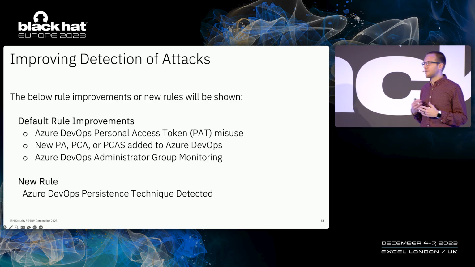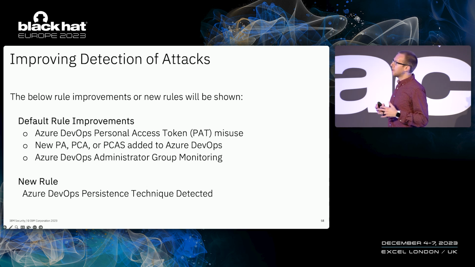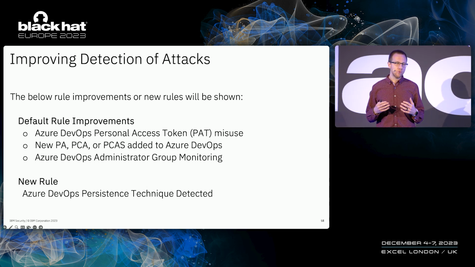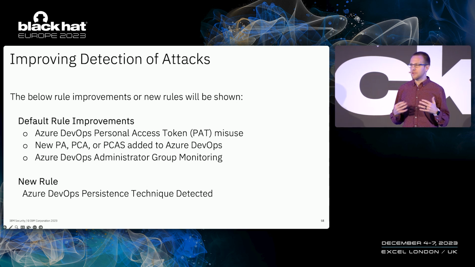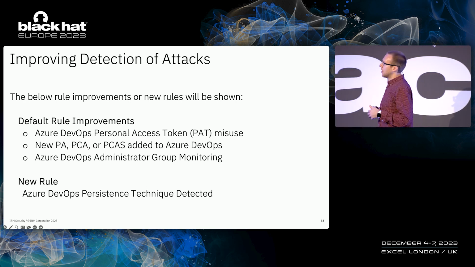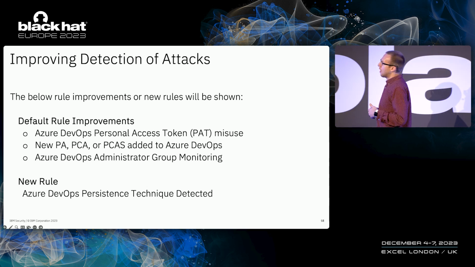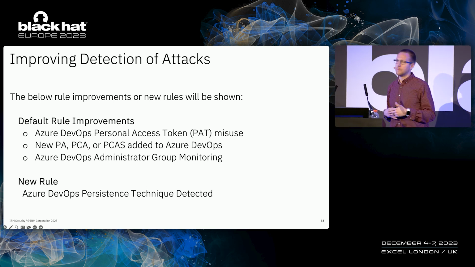Now I showed how to bypass 5 of these different rules, so now I'm going to show how to improve a few of these and then a new rule that I created. And with all of these, obviously you want to perform tuning in your environment to reduce false positives and such, but this is kind of my take on the improvements for these.